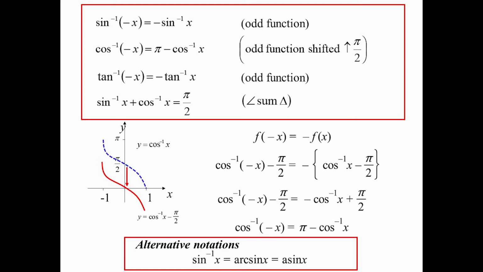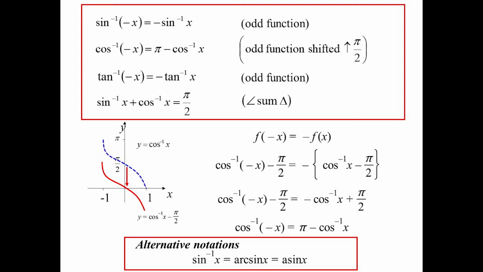You might see some alternative notations for inverse trig. I'm going to say that negative 1, sometimes people confuse it with 1 over. So instead of saying inverse sine is sine to the negative 1, they have this term arc sine.